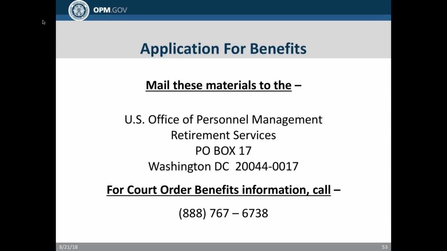Application for benefits. If an employee, retiree, or former spouse is trying to apply for court order benefits, please mail the materials to United States Office of Personnel Management, Retirement Services, P.O. Box 17, Washington, D.C. 20044. If you have any other information or any questions that you need to ask, you can call 888-767-6738.